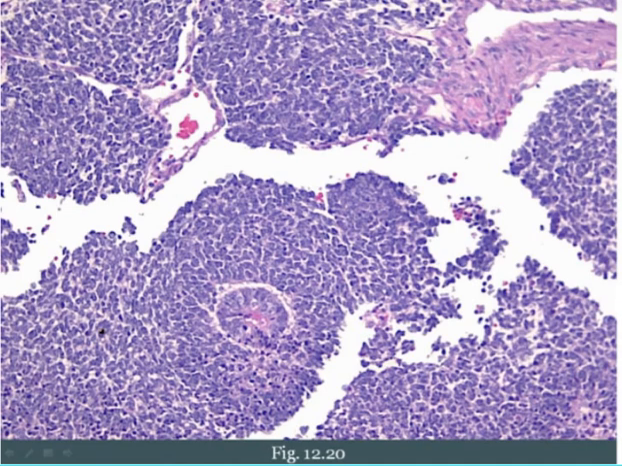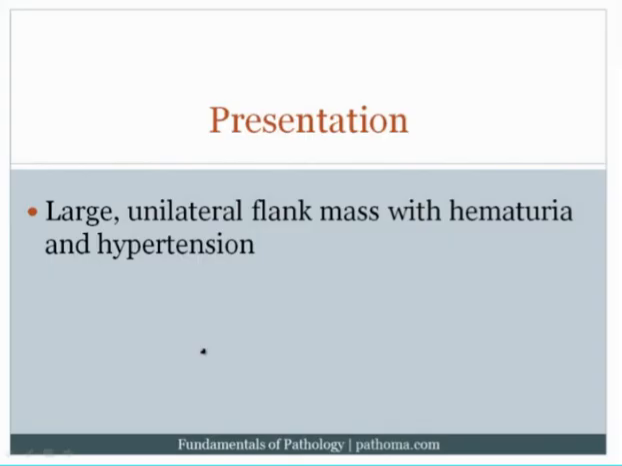Here's an image highlighting a Wilms tumor. All of these small dark blue cells here, they all represent blastema. Now you can also see that there's a stromal component, and focally there's also formation of a tubule. However, again, the key component in this tumor is blastema, and it's the blastema that has the ability to form stroma along with tubules and primitive glomeruli.